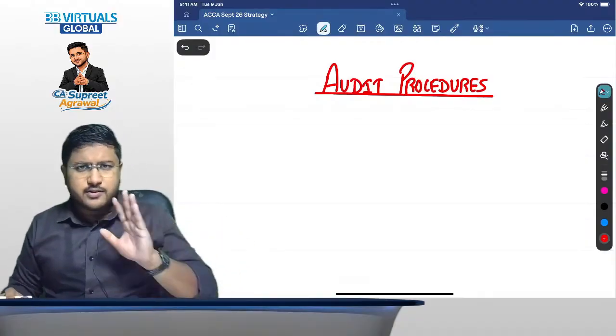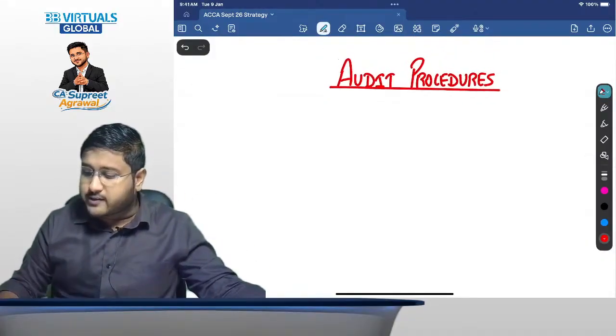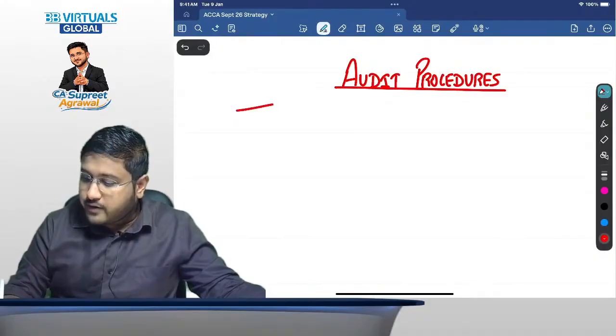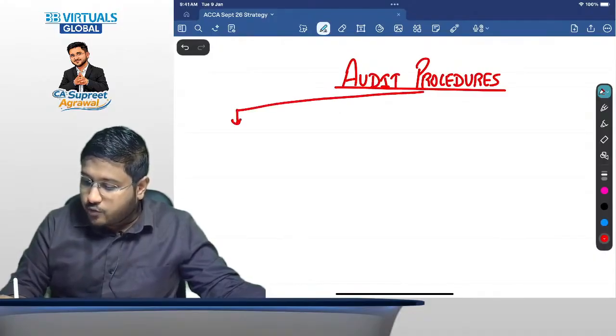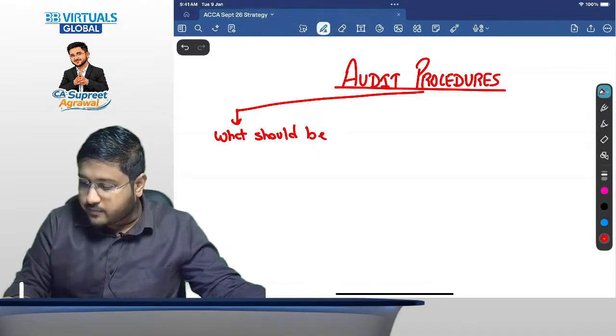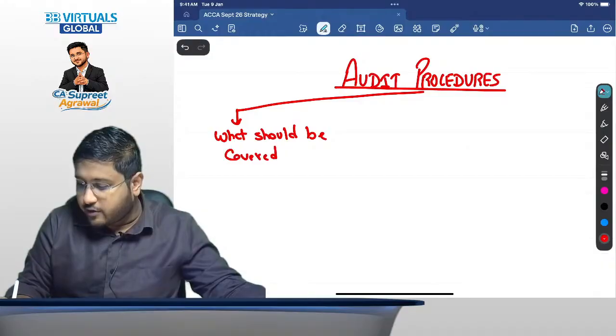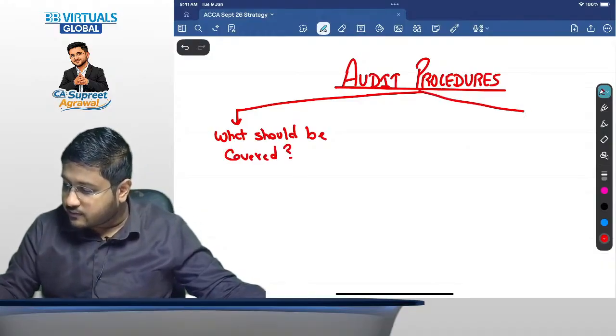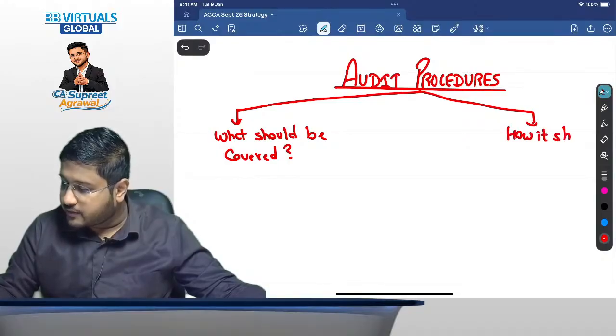So let's divide this discussion into two parts. Number one: what we need to cover, what should be covered in your answers? And second: how it should be covered.